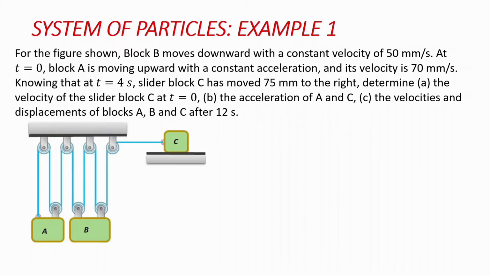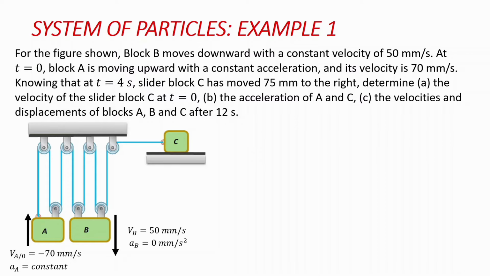We have that for the figure shown, block B moves down with a constant velocity of 50 millimeters per second. We have that the acceleration of block B at every point in time is 0. Then at time t equal to 0, block A is moving upwards with a constant acceleration, and its velocity is 70 millimeters per second. As we begin to solve this problem, we're going to see why we're taking the velocity as negative 70 millimeters per second.